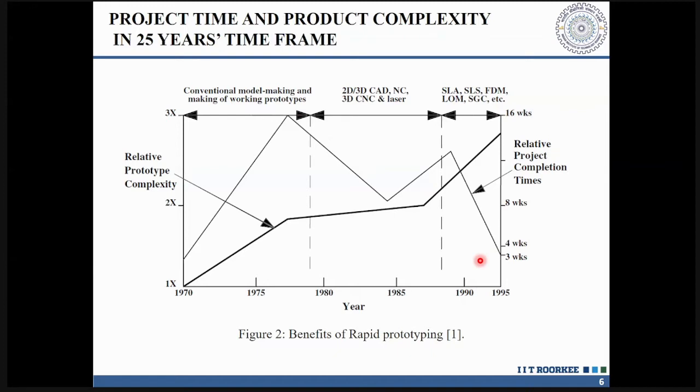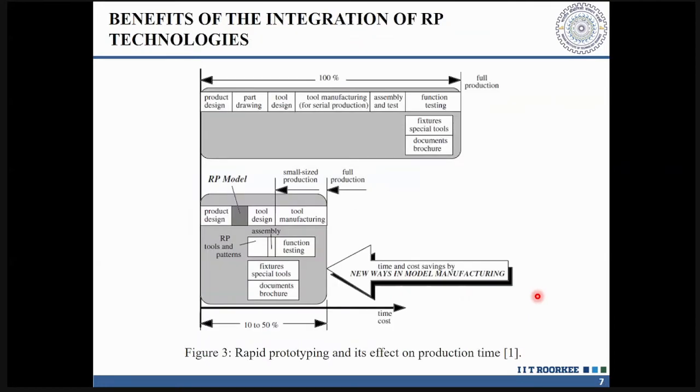If you talk about present-day scenarios, we can virtually prototype any product, of any material, of any complexity, even in less than a day. So if you look at 1995 to 2020, we can prototype any product in less than a day. So the benefits of integrating all these things, manufacturing using an additive manufacturing technique and using a concurrent engineering approach, what did they do?